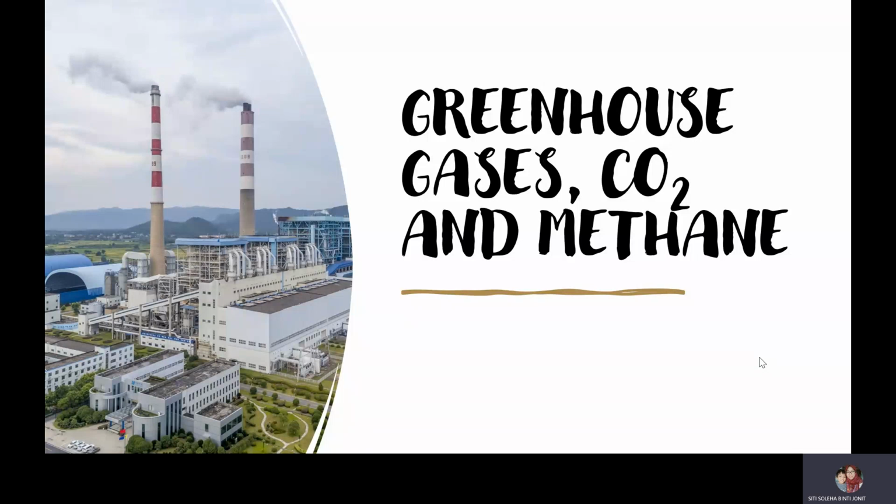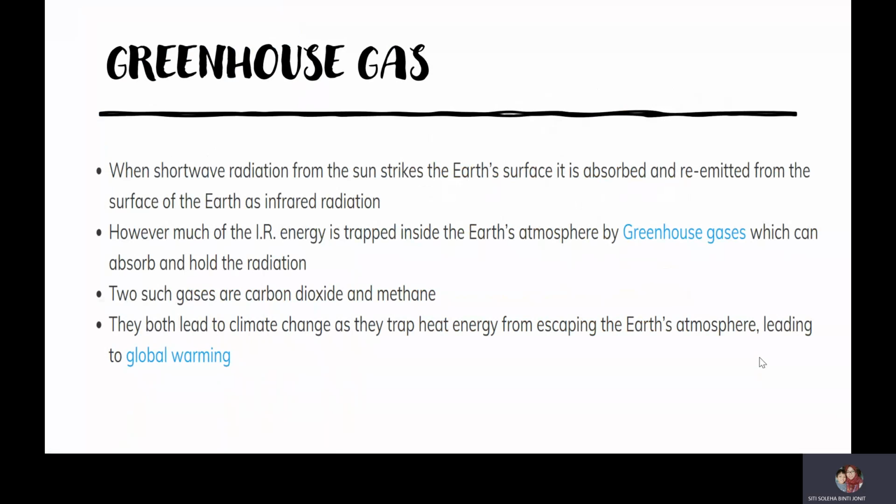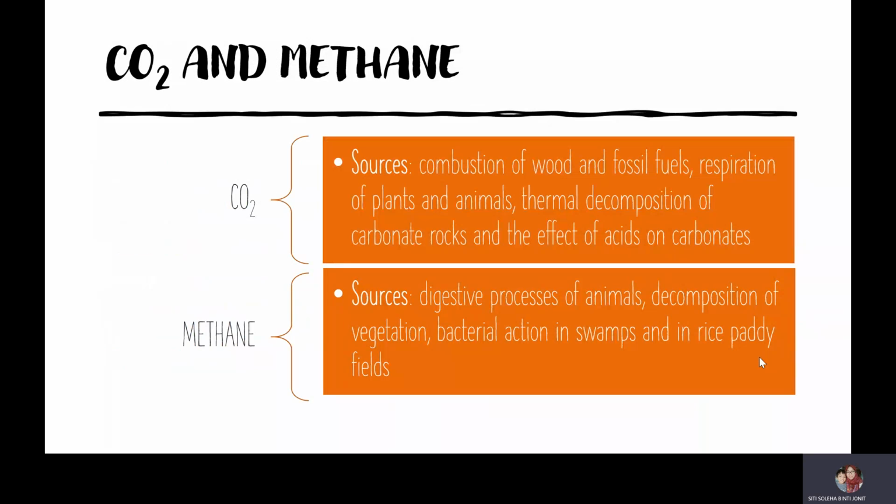Greenhouse gases: carbon dioxide and methane. What are greenhouse gases? When short wave radiation from the sun strikes the Earth's surface, it is absorbed and re-emitted from the surface of the Earth as infrared radiation. However, much of the infrared energy is trapped inside the Earth's atmosphere by greenhouse gases, which can absorb and hold the radiation. Two such gases are carbon dioxide and methane. They both lead to climate change. They trap heat energy from escaping the Earth's atmosphere, leading to global warming.